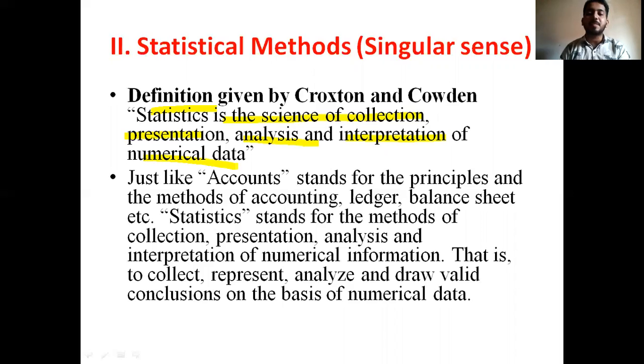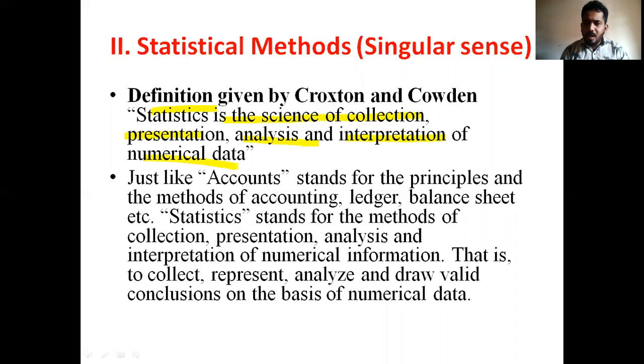That is what analysis is. And at last, he says statistics is also a science of interpretation. Interpretation means proper explanation, the exact explanation, reliable explanation. That is what interpretation is. Okay.